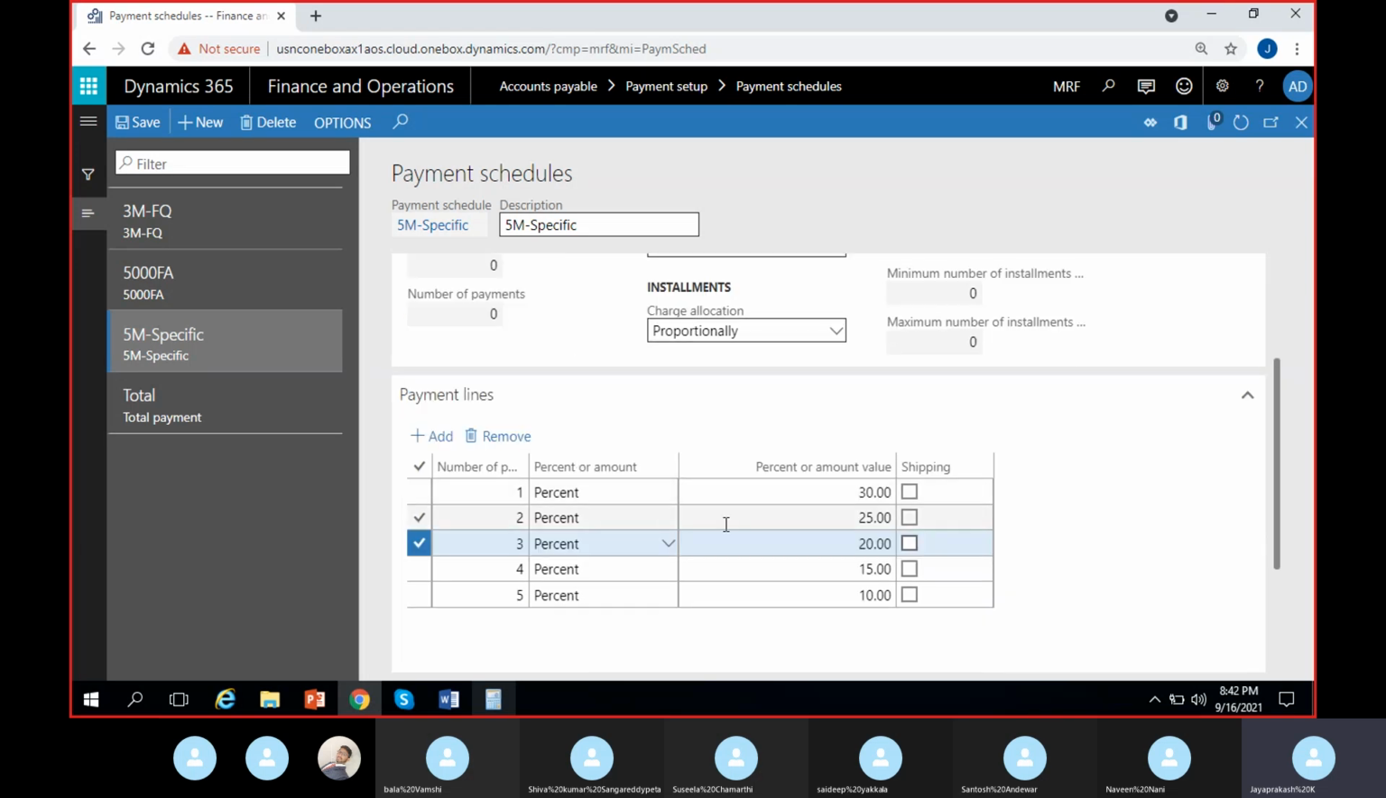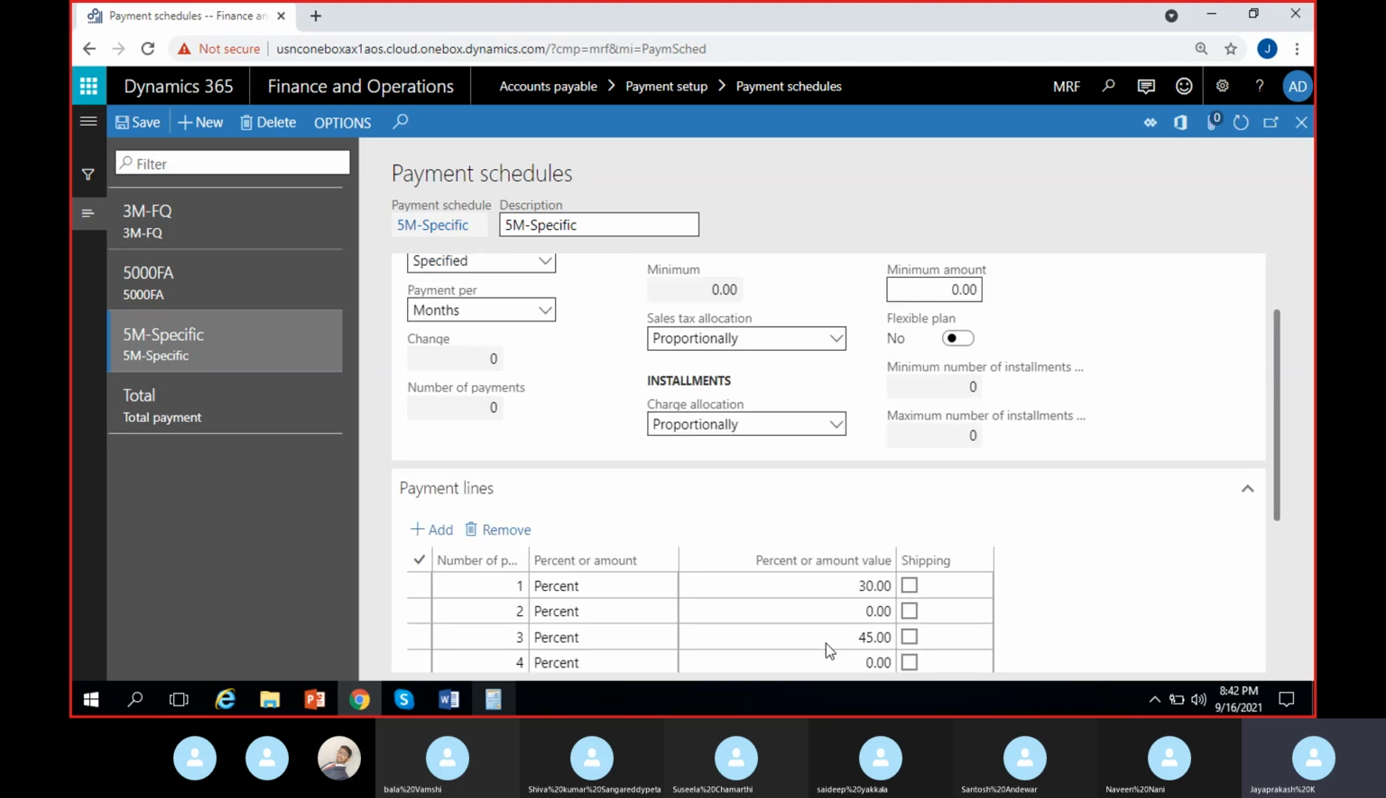Suppose you want to hold the second month, in the second month you can give 0%. No payment for the second month. In the third payment you can give 45%. And in the fourth month there is no payment once again. And in the fifth month there is a remaining payment, like 30, 45, 75, and there is a 25. Like this you can give. It's all up to you. You can specify any percentages as you wish.